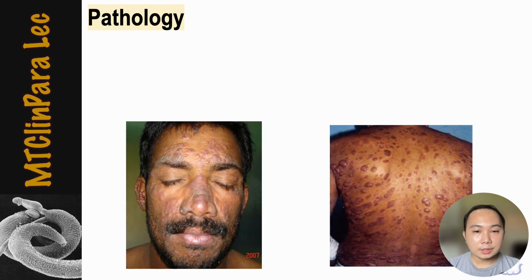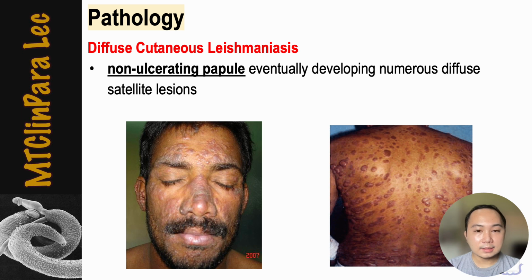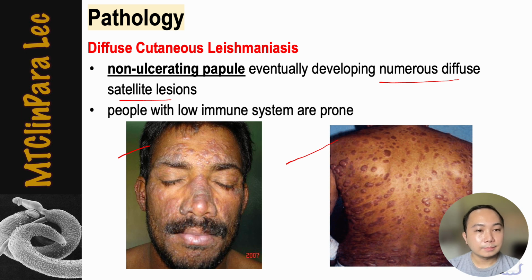So since we talked about your DCL, or your diffuse cutaneous Leishmaniasis, let's have a recap about this particular disease. Your DCL is a non-ulcerating papule that eventually develops into numerous satellite lesions, just like here on this picture. Most of the time, this is more commonly located on the face and the back of the person, where these are more open to vector bites. So people with a low immune system are more prone to progress with this kind of Leishmaniasis.